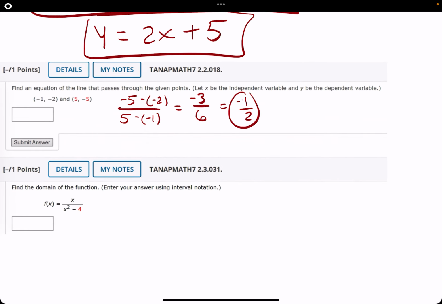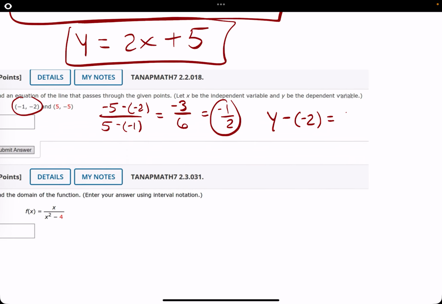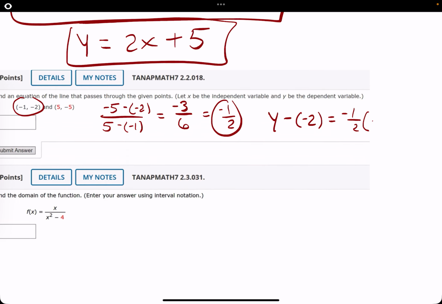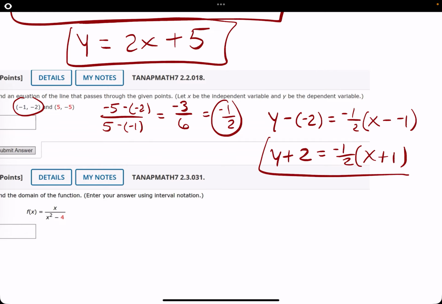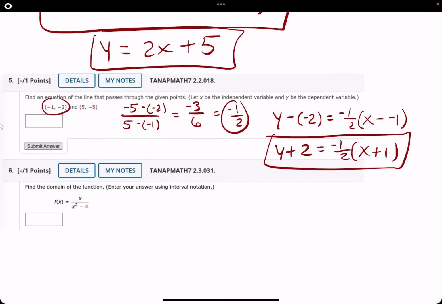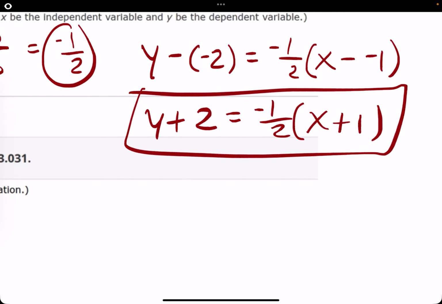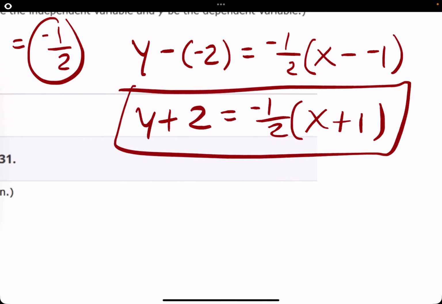We need a slope, and we need just 1 point to use point slope form. Y minus y1, so y minus -2, equals m, -1/2, times x minus x1, or -1. If we adjust this, it could be y plus 2 equals -1/2 x plus 1. I'm going to leave it just like that. You can leave it just like that if they're just asking for the equation. If they're looking for y equals mx plus b, you could distribute the -1/2 and subtract the 2.